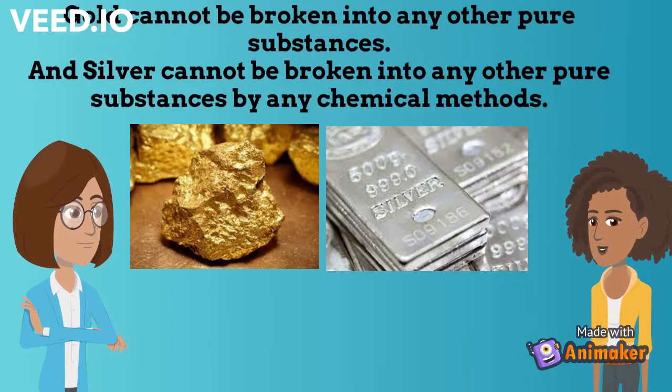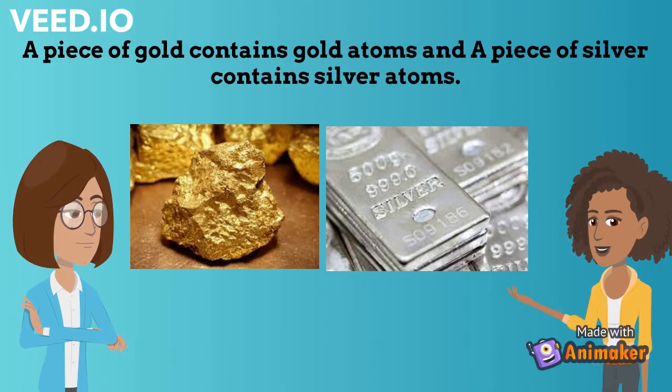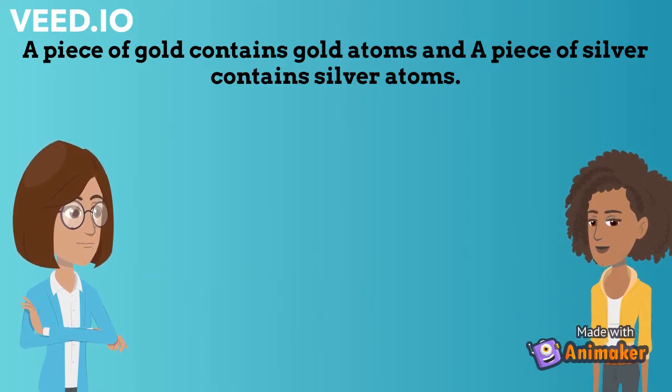Gold cannot be broken into any other pure substances. And silver cannot be broken into any other pure substances by any chemical methods. A piece of gold contains gold atoms and a piece of silver contains silver atoms. You are right. But you know that atoms of gold and atoms of silver are different. Each element has its own properties.